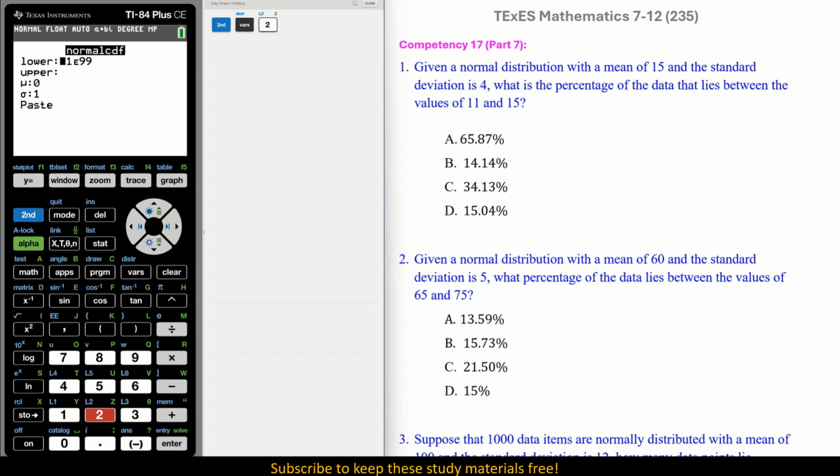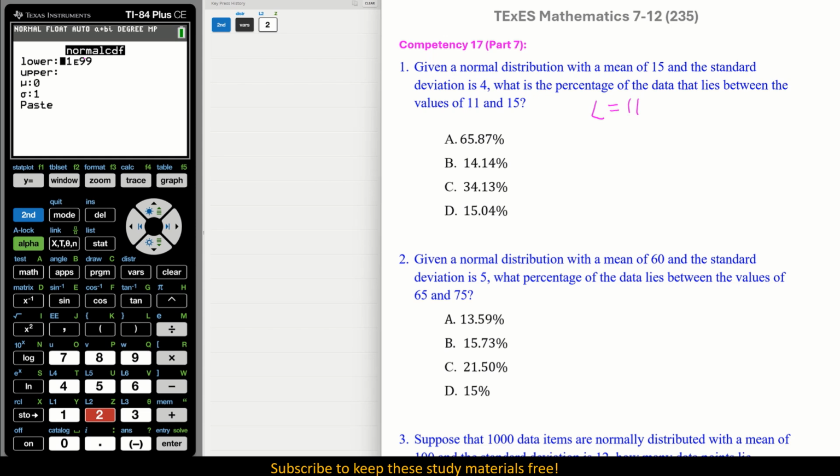Now in your calculator, you may or may not have this -1E99. That is such a large number that it's going to include everything. So you have to know that this is what you want if you have no lower bound. But we do have a lower bound. So what do we have here? Our lower bound is equal to 11. Our upper is equal to 15.